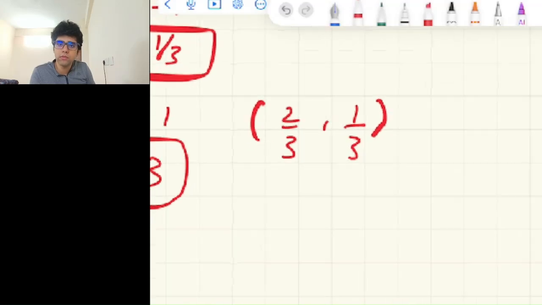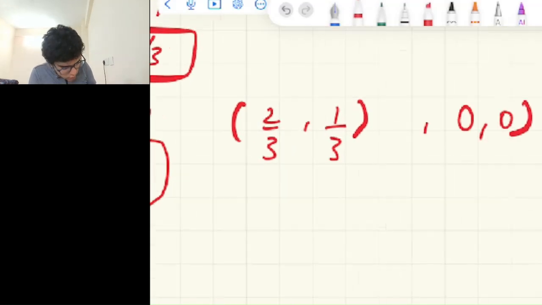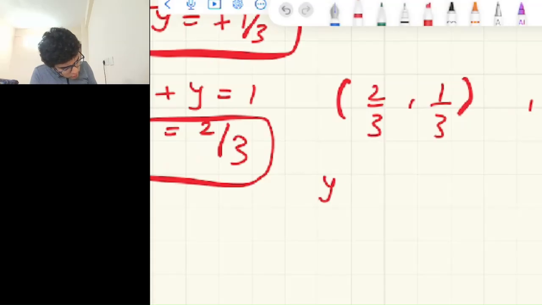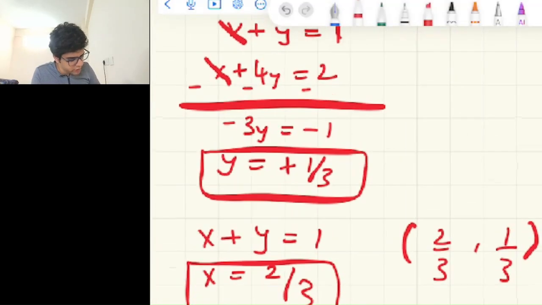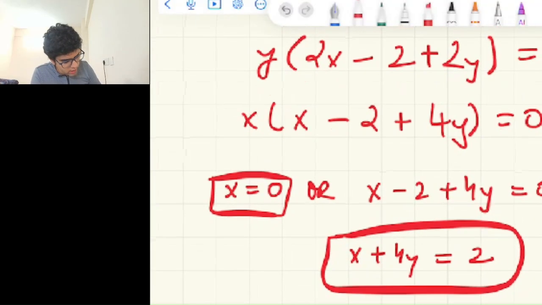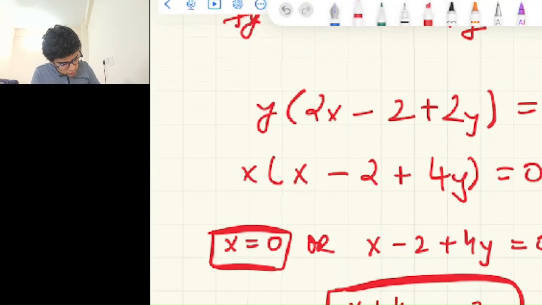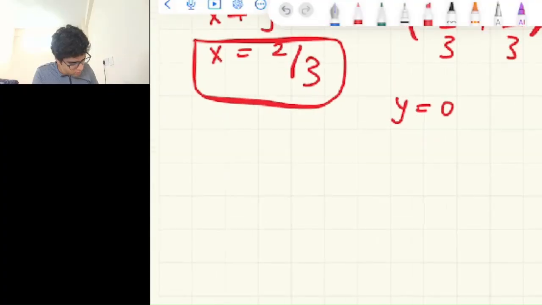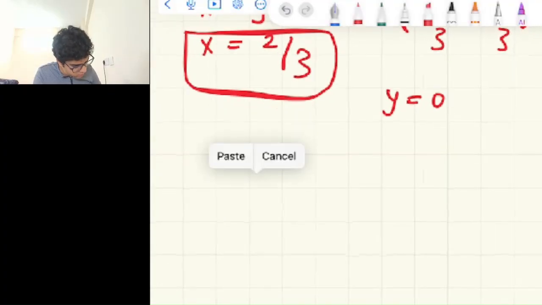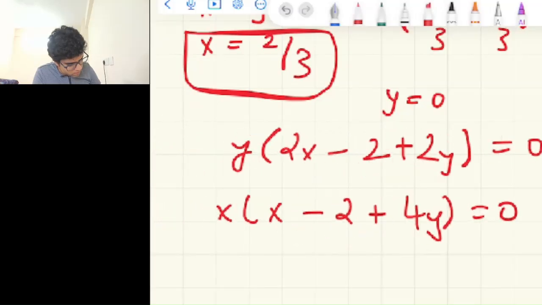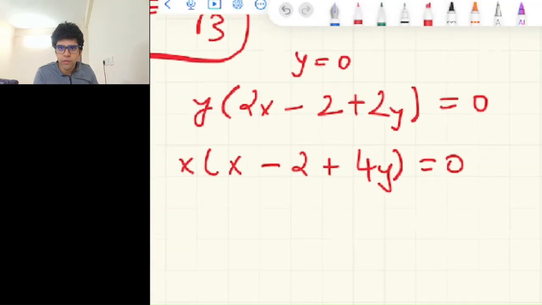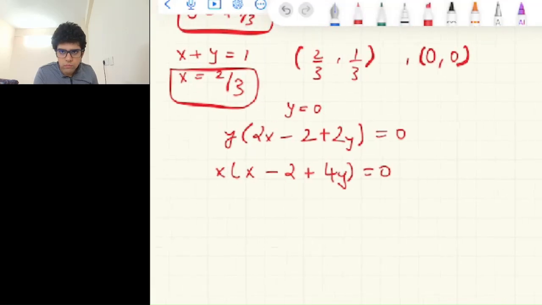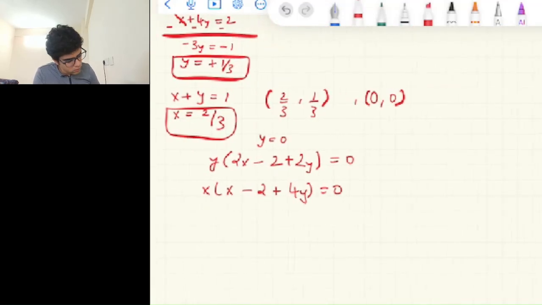Another stationary point was 0 comma 0. Why? Let me just tell you. When y is equal to 0, I'll use this in the second equation. These two equations were given to me, right? So according to these two equations, y is equal to 0.